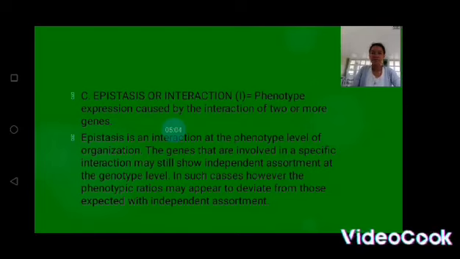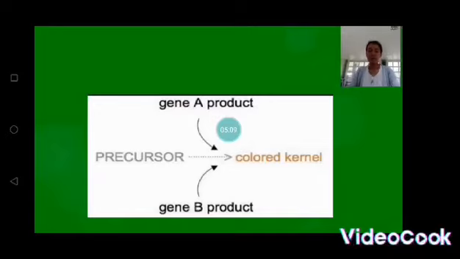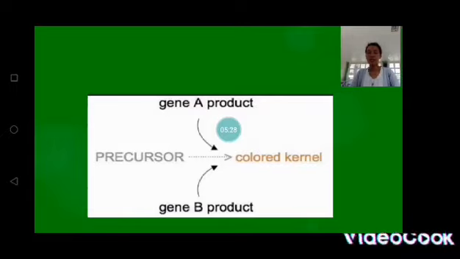Then, and also, the example of epistasis gene is this picture. So, gene A product will go to the colored kernel, and gene B product magpaingon siya pa siya sa colored kernel. So, mao ni siya nga ang epistasis kay two or more genes man siya ga-interact. So, kani siya ang gene A o gene B ga-interact siya padulong sa colored kernel.